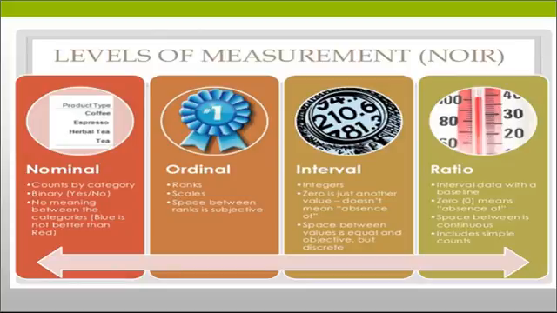In interval, we use integers. The 0 is another value, but it's not the absence of something. Space between the values is equal and objective, but discrete. And then ratio, the interval data, is with a baseline of 0 means there is an absence of, and the space between each value is consistent.